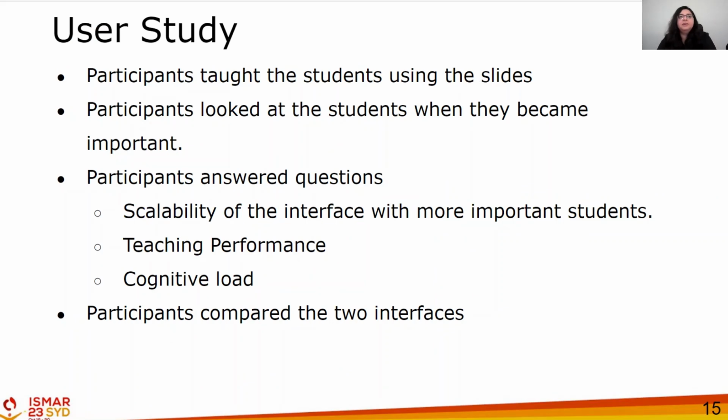After the training phase, the participants tried either the avatar located interface or the indicator located interface. The participants taught the students using the slides and looked at the students when they became important. Once the participants were done teaching the lesson, they took a break and answered questions regarding their cognitive load and self-evaluated their classroom management experience. Lastly, they completed a questionnaire comparing the two interfaces along with stating their reasons for their choice.